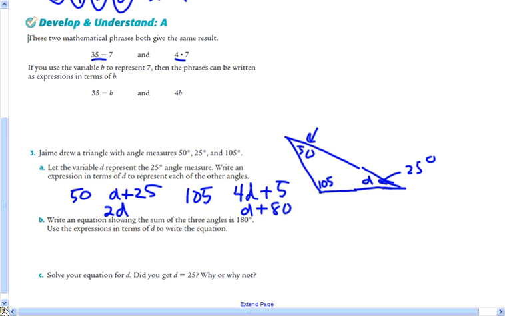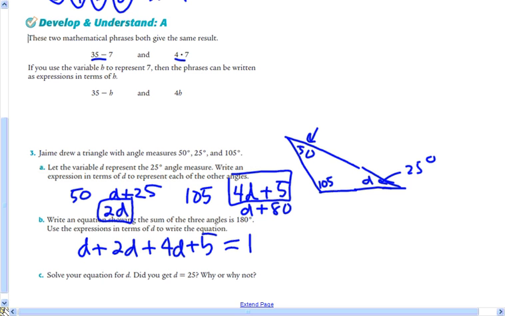So we want to write an equation showing the sum of the three angles is 180. Use the expressions in terms of d to write the equation. Let's pick a couple of these expressions, this one and this one, for the other two angles. And d is the 25-degree angle, so d plus 2d plus 4d plus 5 has to equal 180. Now, to solve that, the first thing you're going to do is simplify it. We've got some like terms we can combine. d plus 2d is 3d, plus 4d is 7d, plus 5 is equal to 180.